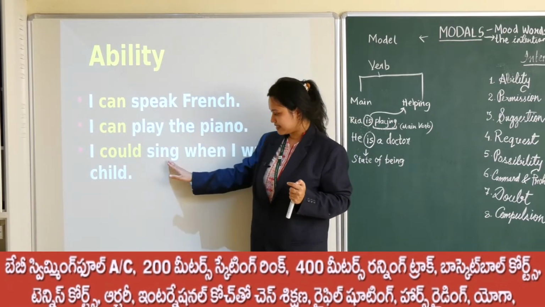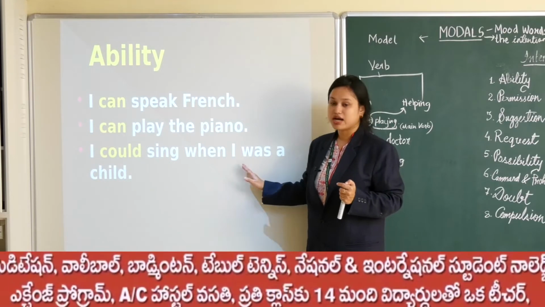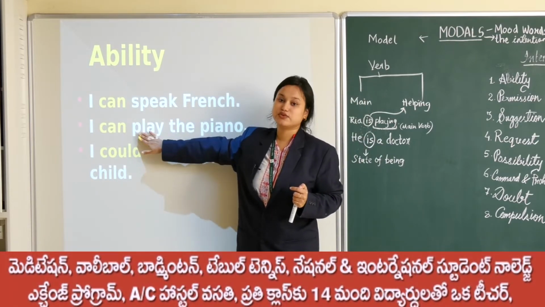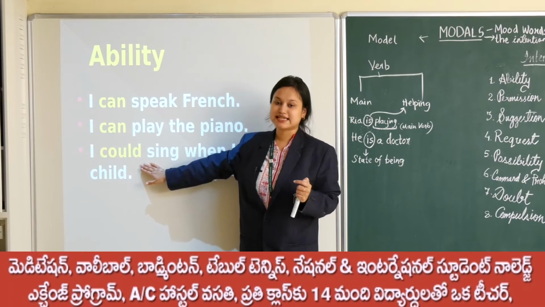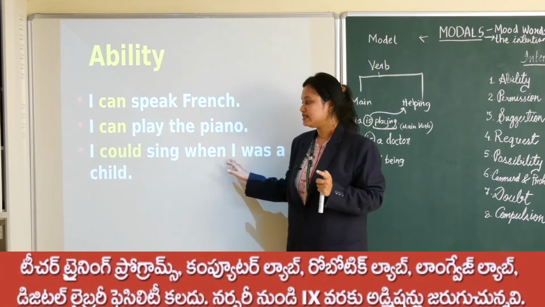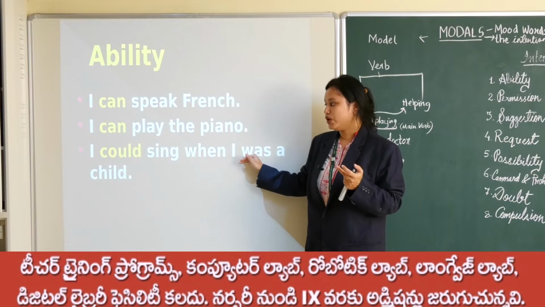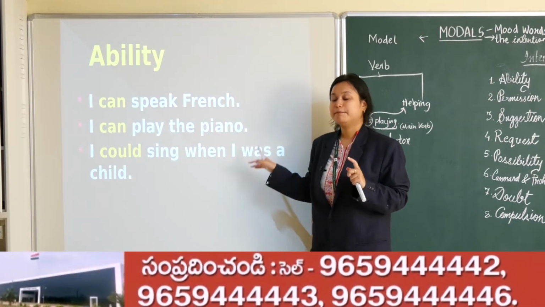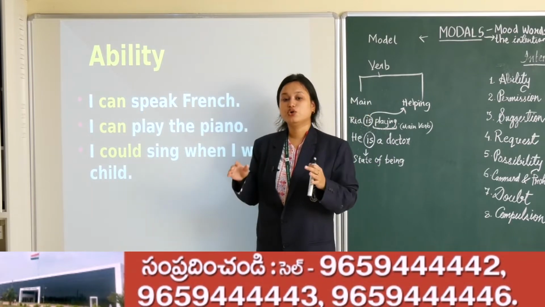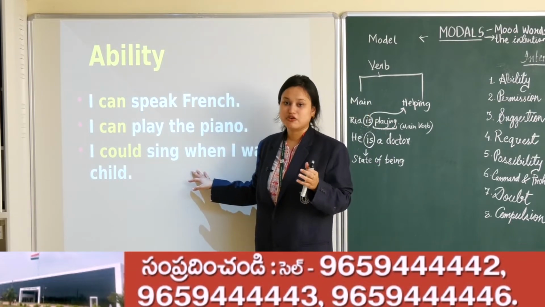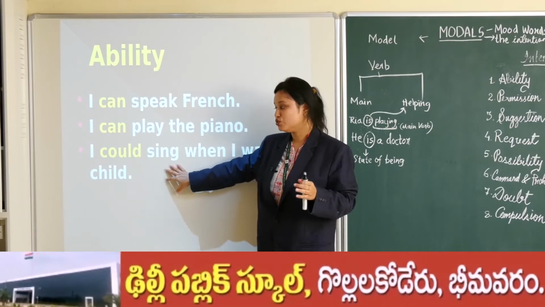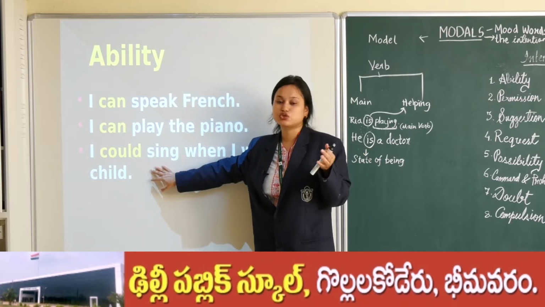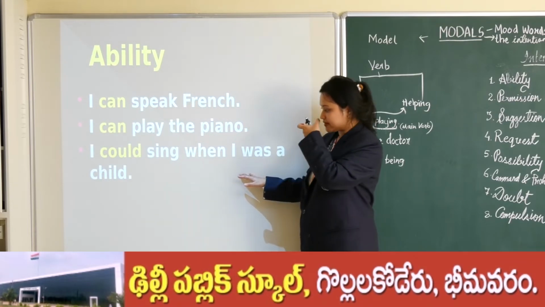I could sing when I was a child, okay? Now see, could. Here we saw sentences with can, but here we are seeing a sentence with could. So you might get the idea that we are using could when we are speaking of the past tense, but there is a huge difference. Could is not the past tense of can. But when we try to speak of something in the past, we use could there. I could sing when I was a child.